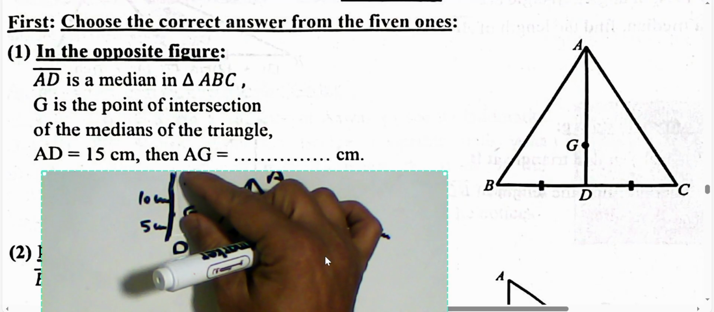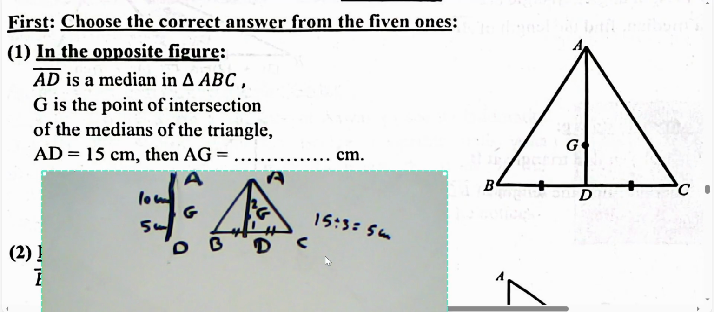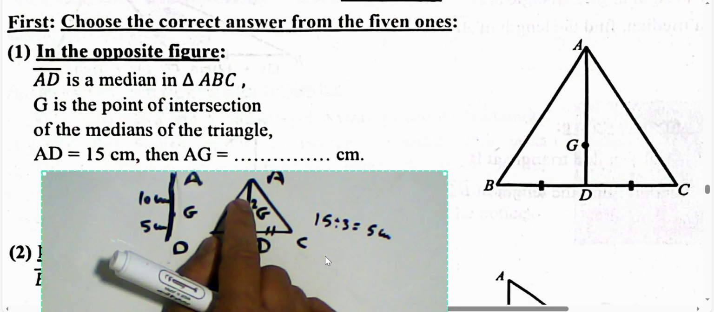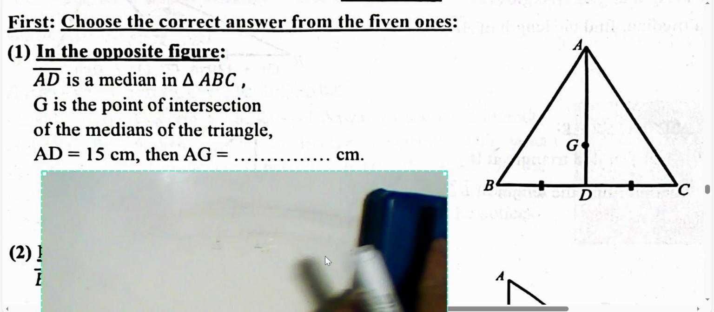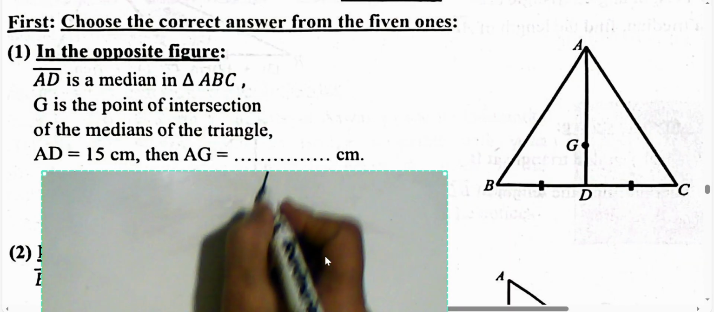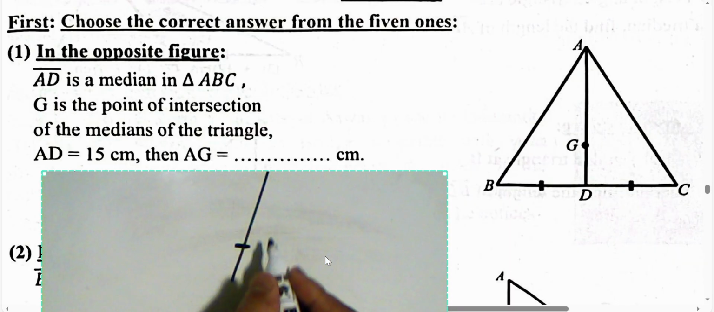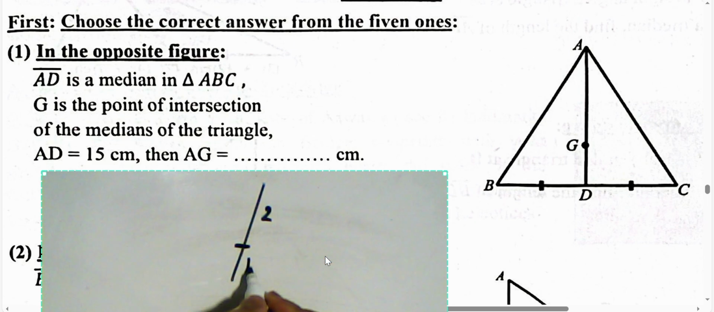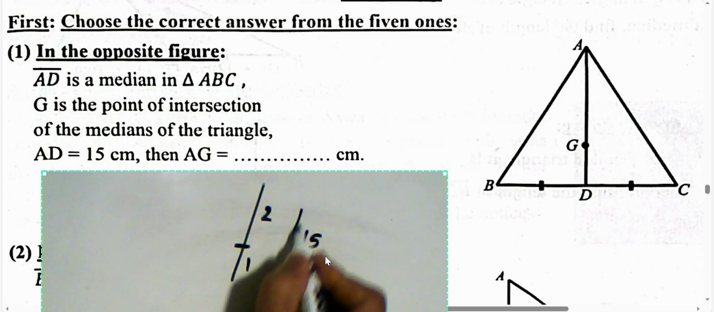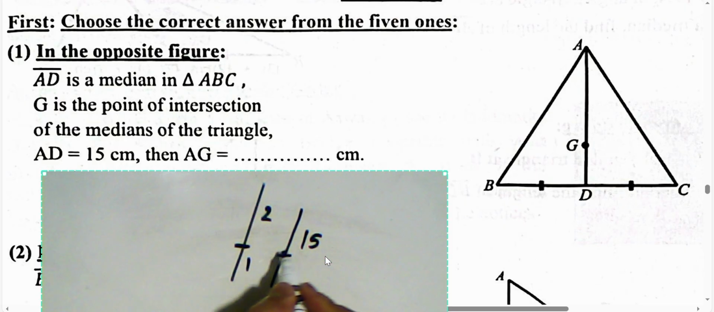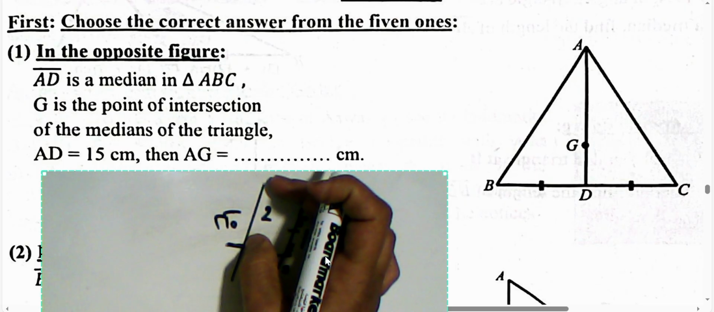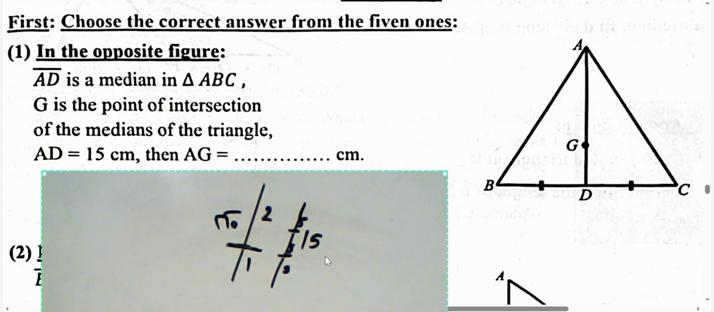Then we have AG 10 centimeters and GD 5 centimeters. Understood? Then AG will be 10 centimeters. Understood this example or not? Again, we have a median divided into two parts. From the vertex will be 2 parts, and here 1 part. The length was 15, and 15 can be divided into 3 parts: 5 and 5 and 5. 5 plus 5 equals 10. Then this part will be 10 centimeters. Then AG equals 10 centimeters.